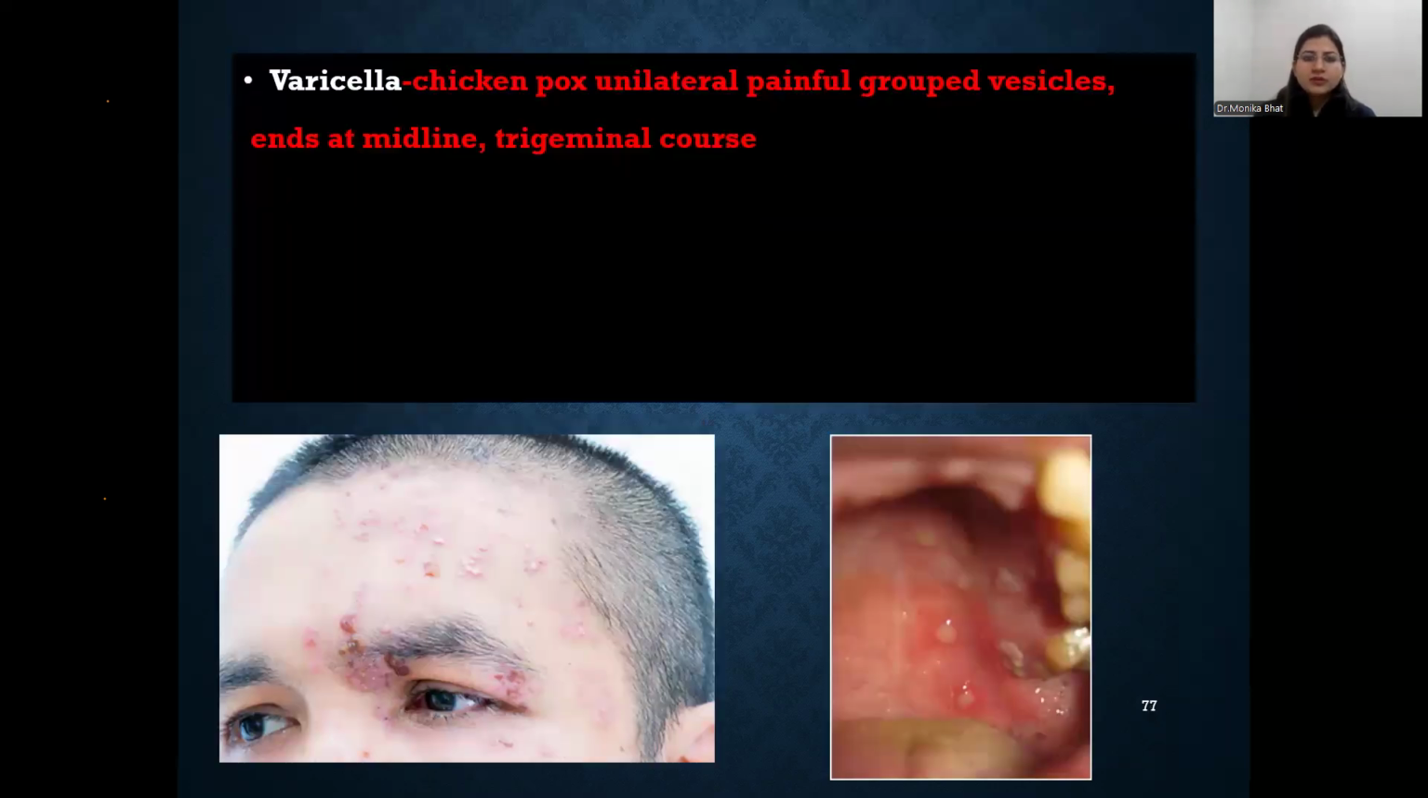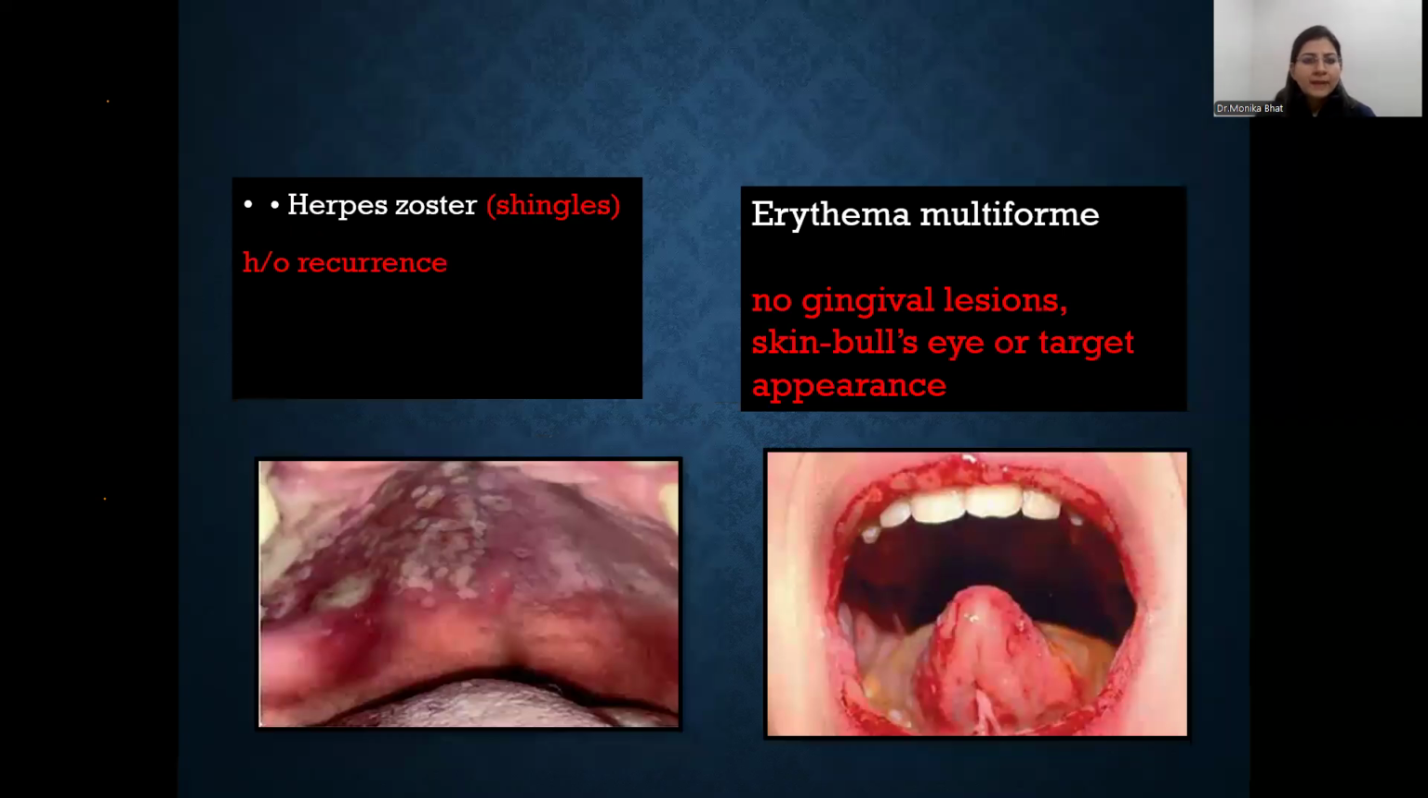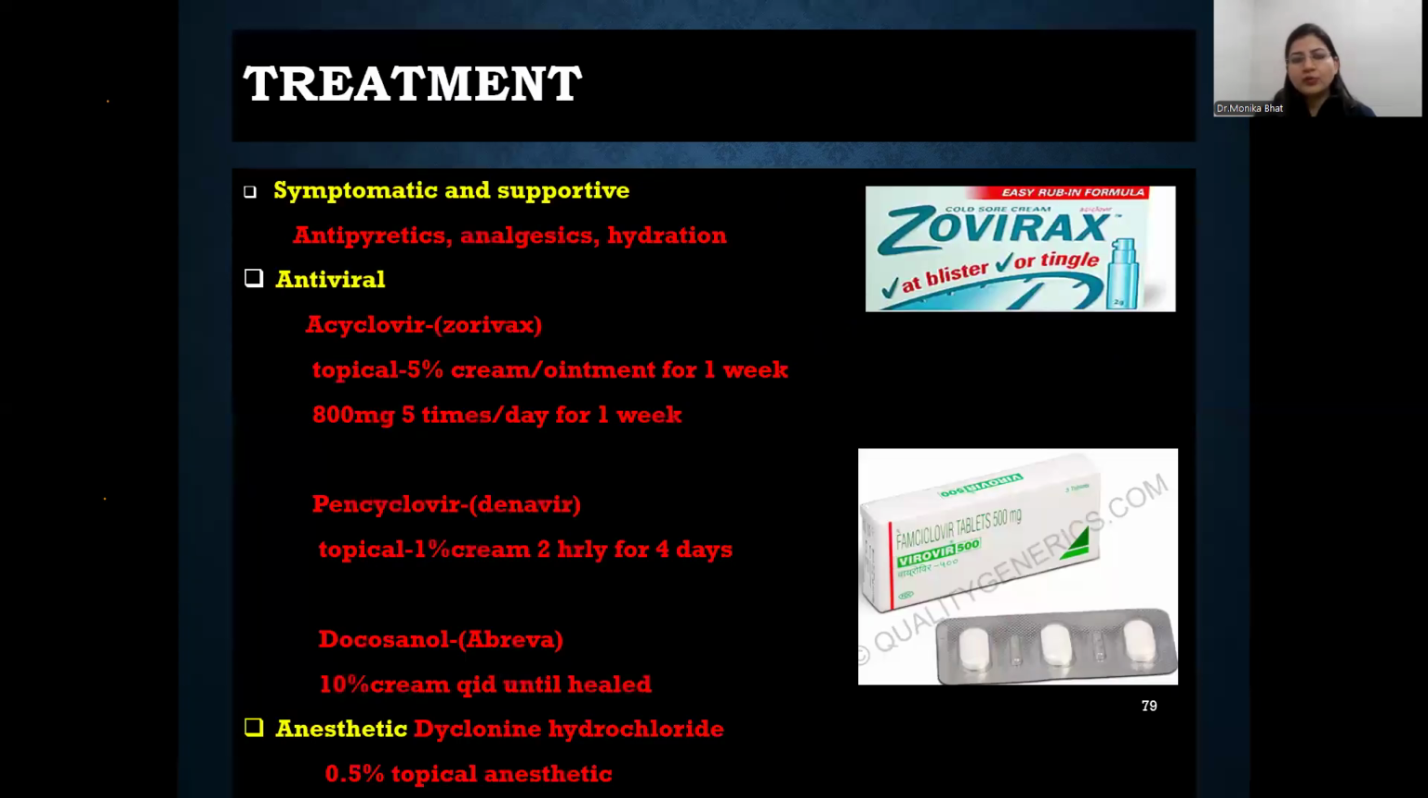The varicella zoster or the chickenpox infection, where the ulcers or the vesicles will be seen in the patients along the course of the trigeminal nerve. Then the herpes zoster, there's a history of the recurrence, and erythema multiforme, another differential, where there will be the blood or the target lesions on the skin or the mucosal surface.